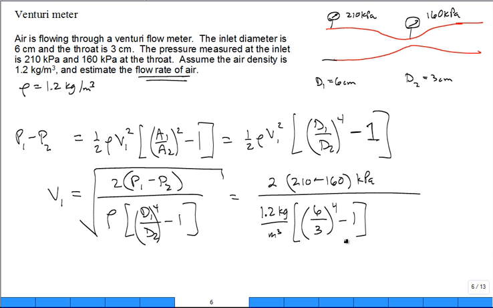Now I have to be careful on my unit conversion. So a kilo is 1,000. A pascal is a newton per meter squared. A newton is a kilogram meter per second squared. True? I forgot to put in the square root.